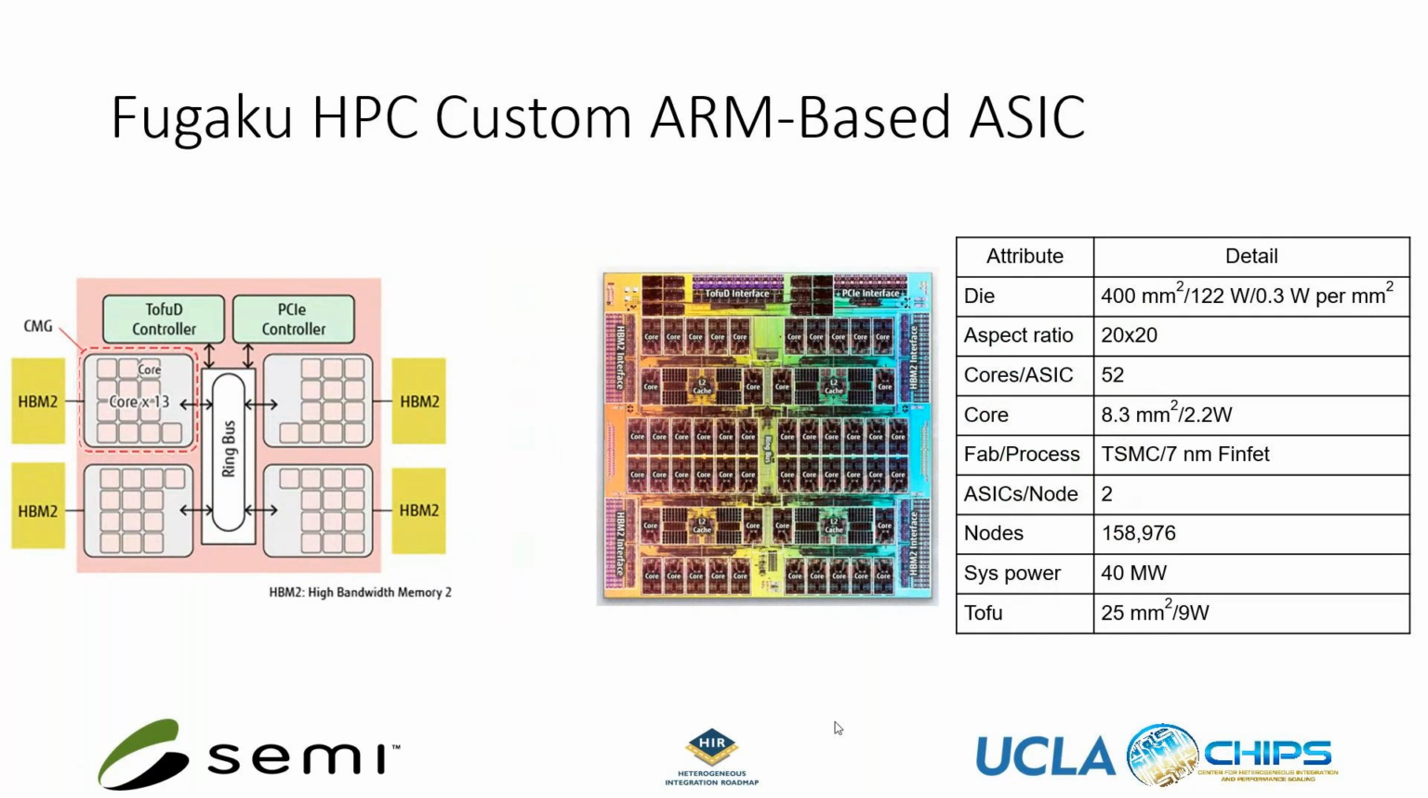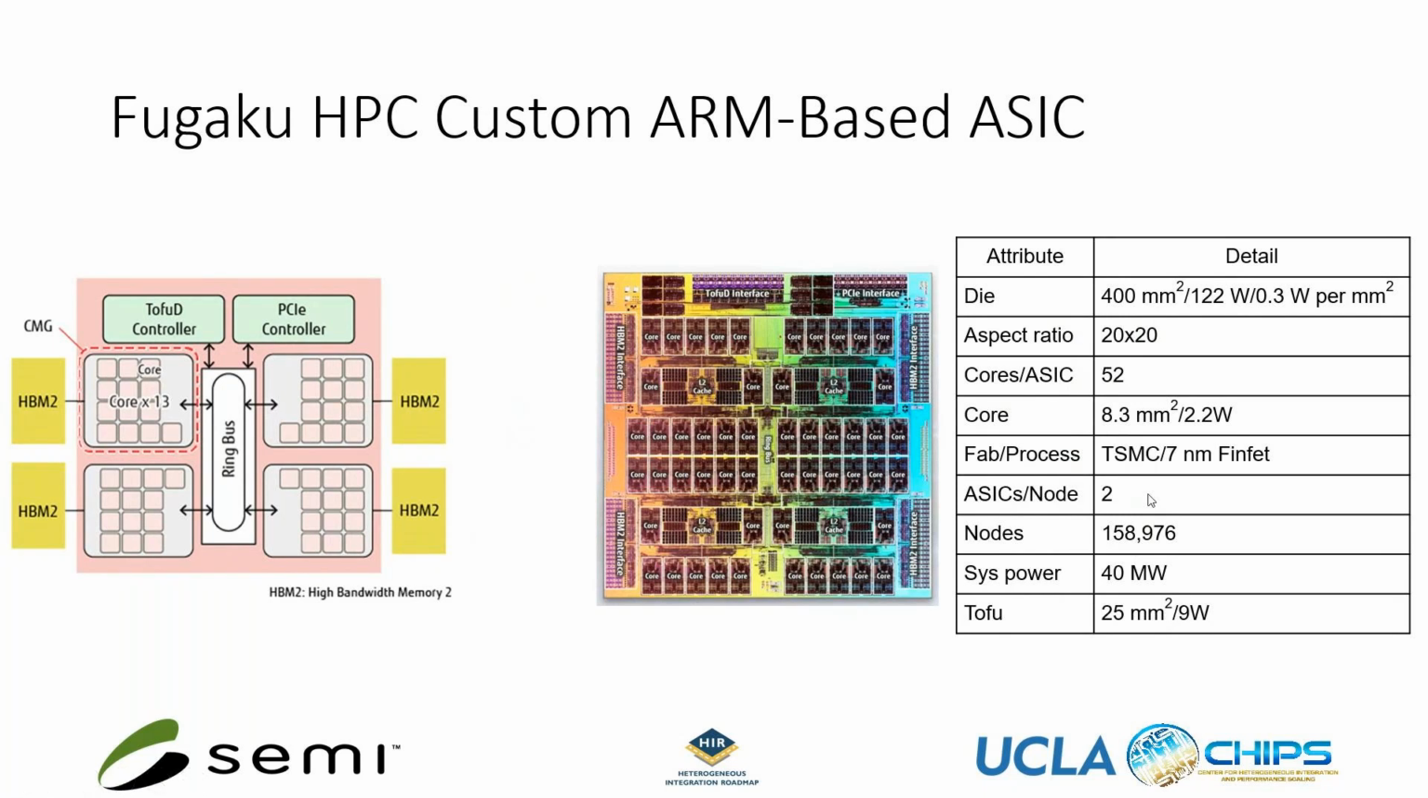The way a supercomputer is generally organized, it's a node-based architecture, and you have replicated instances. In this case, you have 158,976 nodes, and the system as a whole takes 40 megawatts, and you have 2 of these ASICs per node. Thanks.